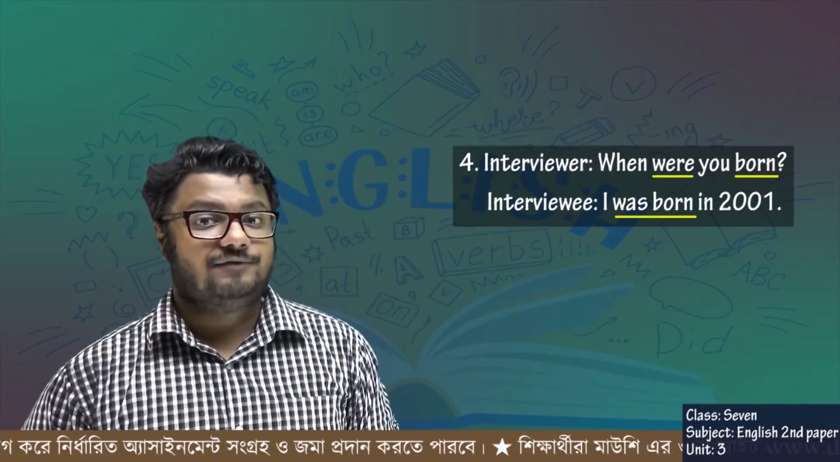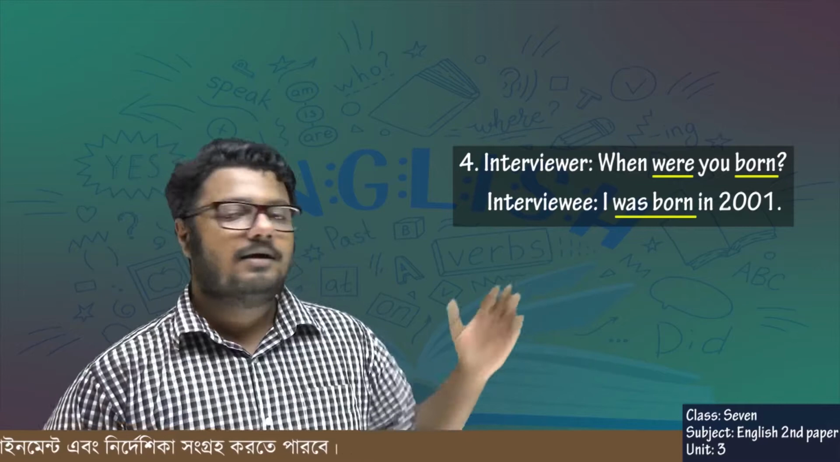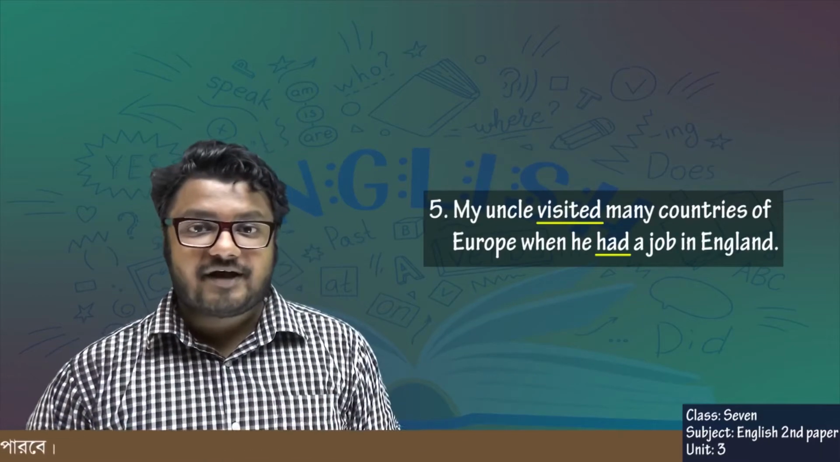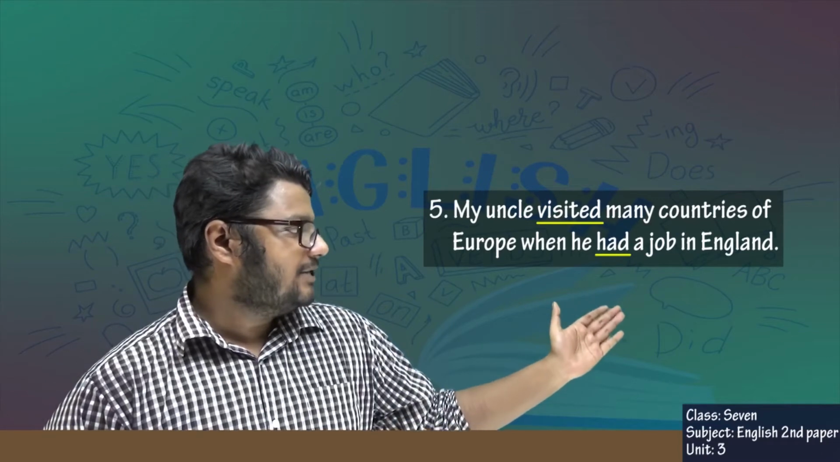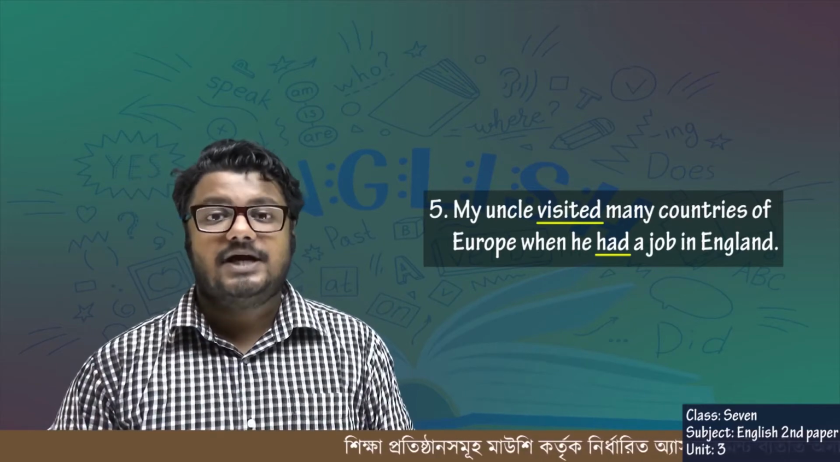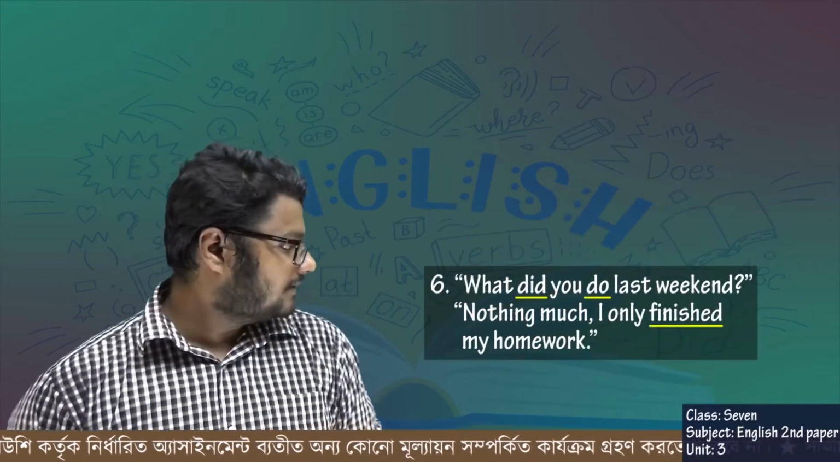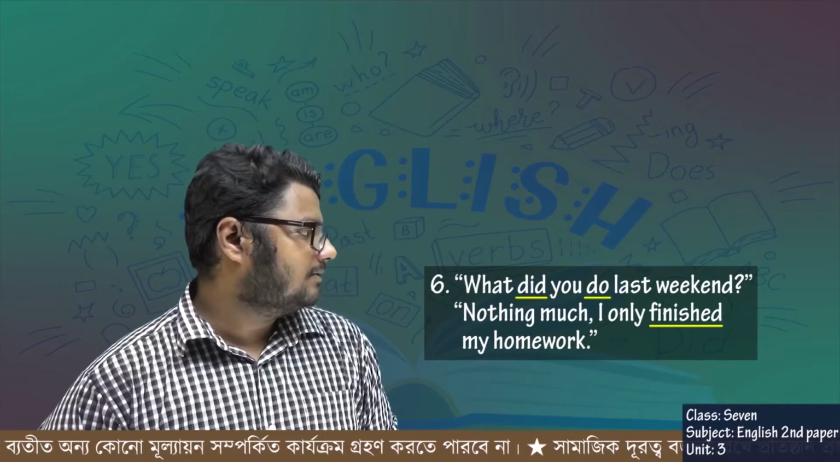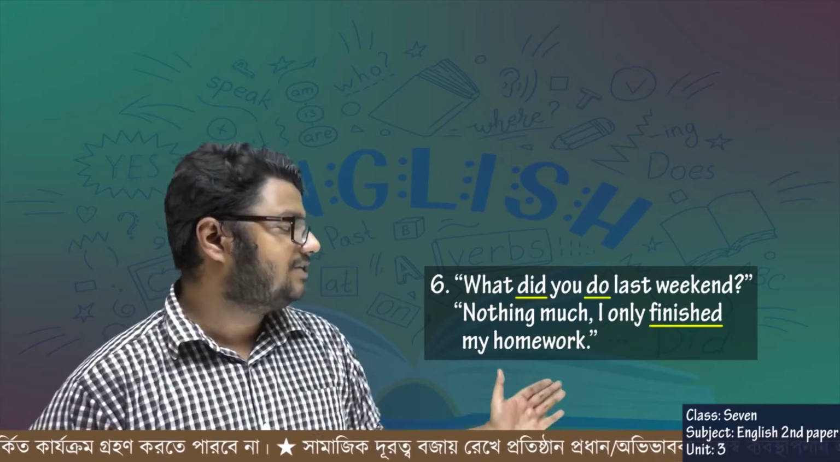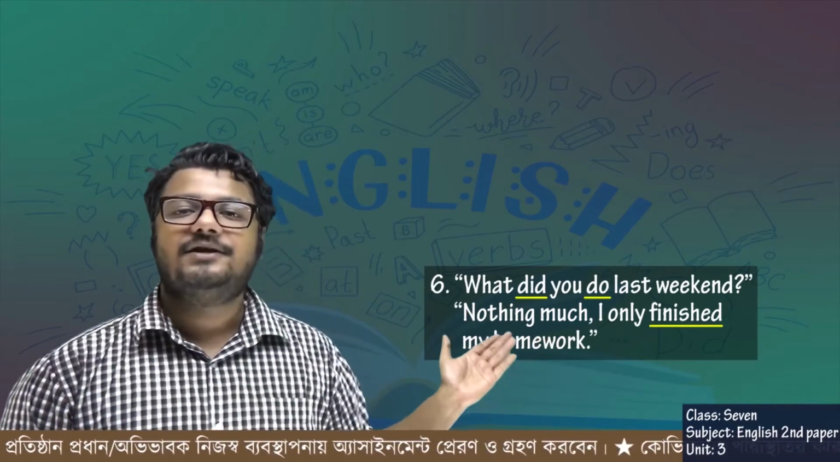Number 4. Interviewer: When were you born? Interviewee: I was born in 2001. In this dialogue, the underlined verbs are were and was born. Number 5. My uncle visited many countries of Europe when he had a job in England. In this sentence, the underlined verbs are visited and had. Number 6. What did you do last weekend? Nothing much. I only finished my homework. Here, the underlined verbs are did, do, and finished.